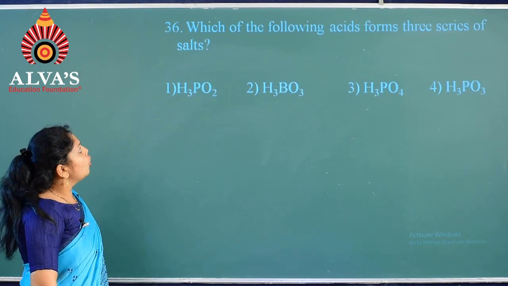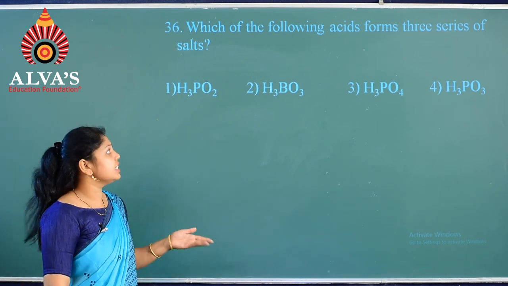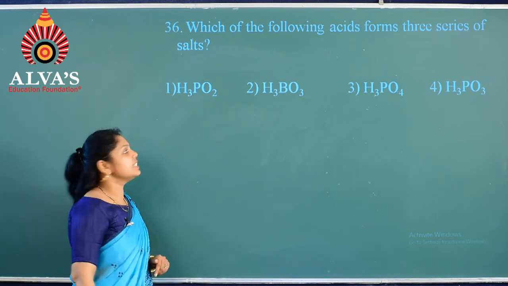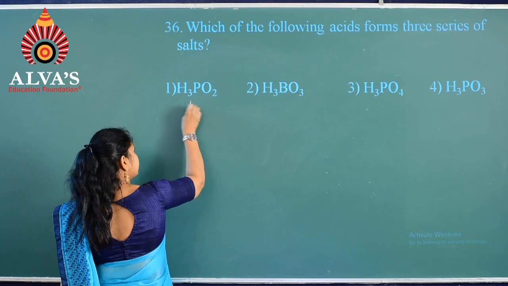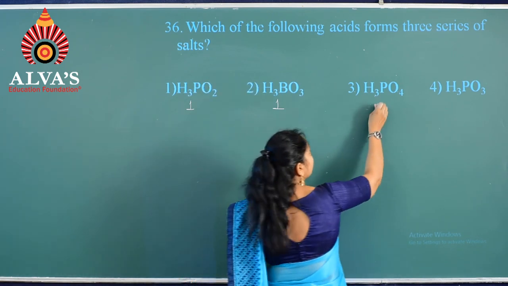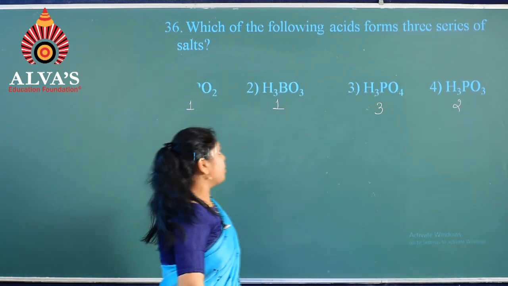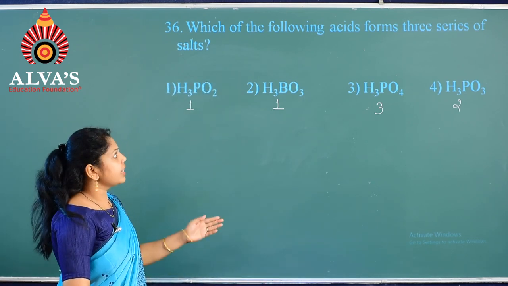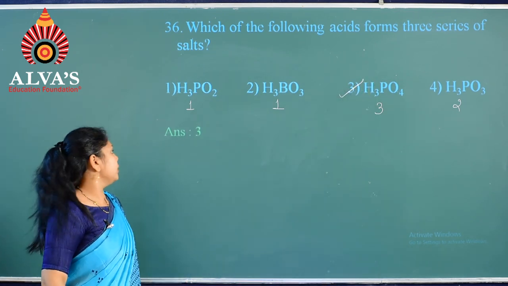Question number 36. Which of the following acids forms 3 series of salt? If you want to find out the 3 series of salt, then the basicity of the acid should be 3. So you find out in which case the basicity is 3. If you go for option number 1, this is hypophosphorus acid, where the basicity is 1. Boric acid, the basicity is 1. This is phosphoric acid, basicity is 3. Phosphorus acid, basicity is 2. Among the given options, the third one is having basicity 3, hence it can form the 3 series of salt, hence the correct option would be 3.